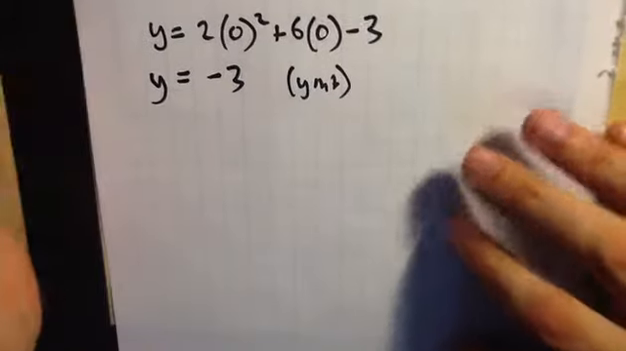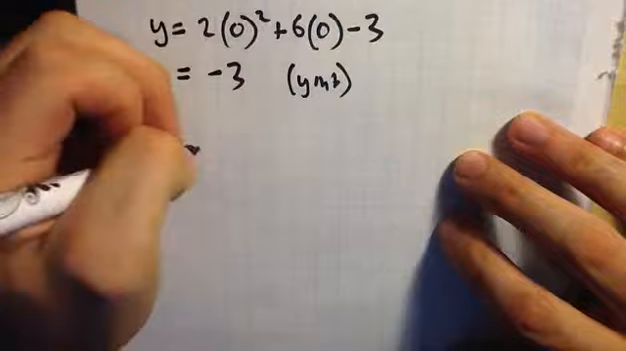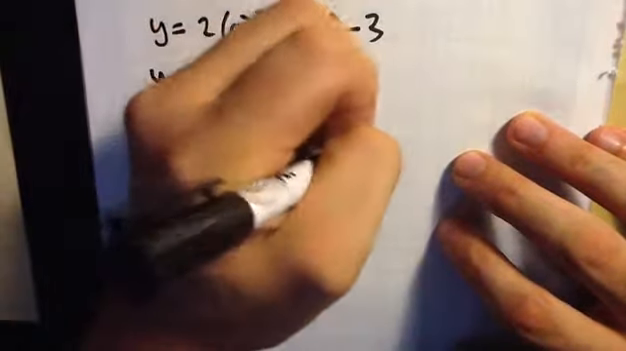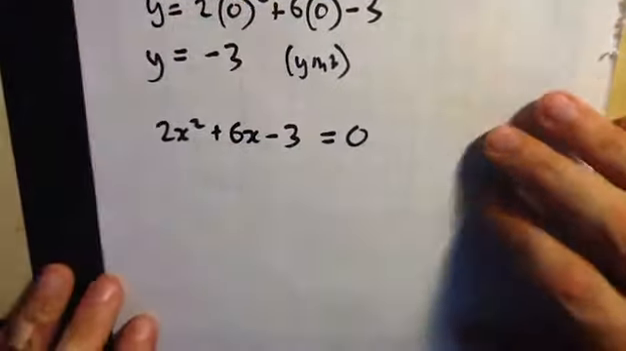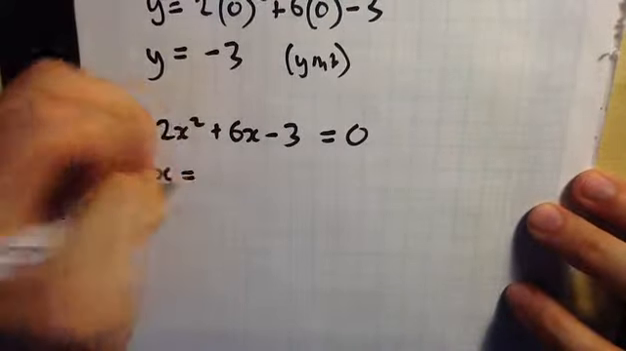Let's get the x-intercept. How do I get the x-intercept? Well, I make the function, I make y 0. So 2x squared plus 6x minus 3, I make that equal to 0. I'm going to have to think with this one, we're going to have to use the quadratic formula to get its intercept.